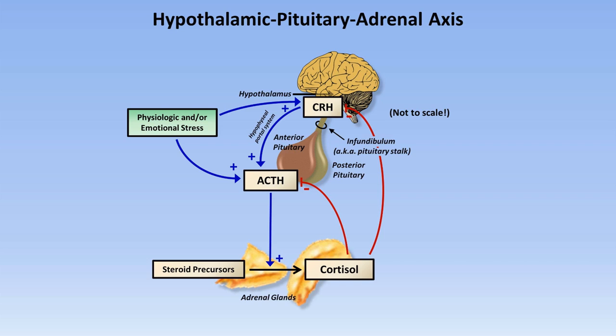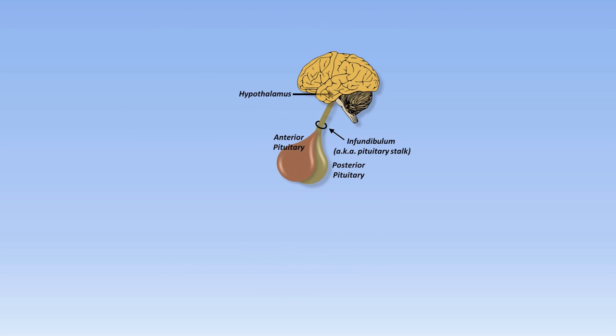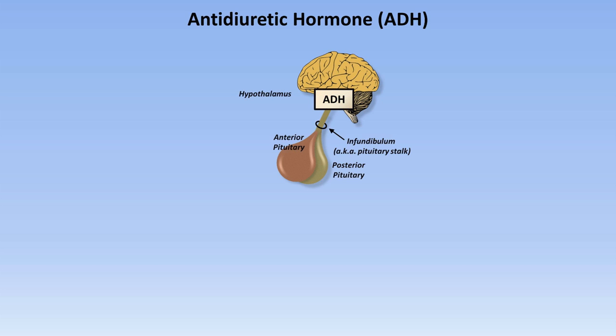The HPA axis is not the only component of these organs relevant to this topic. In fact, antidiuretic hormone, also known as ADH, as well as vasopressin, is even more important. Like CRH, ADH is formed in the hypothalamus. Unlike CRH, however, which is released into the hypophyseal portal system to go to the anterior pituitary, ADH migrates in secretory granules down axons from the hypothalamus that extend directly through the infundibulum into the posterior pituitary.